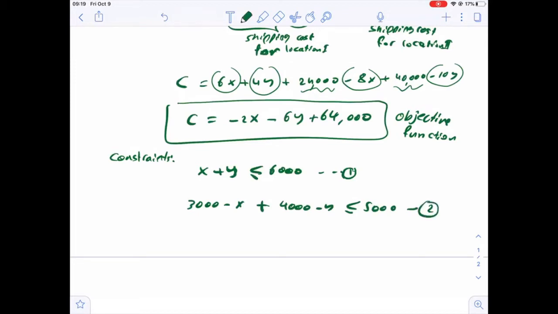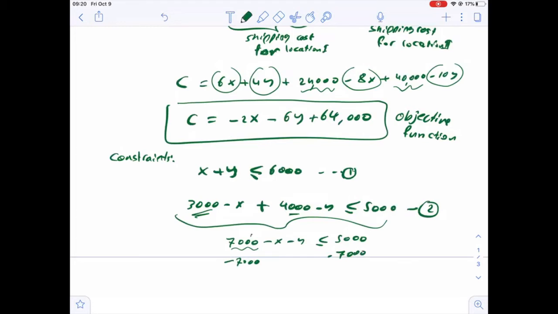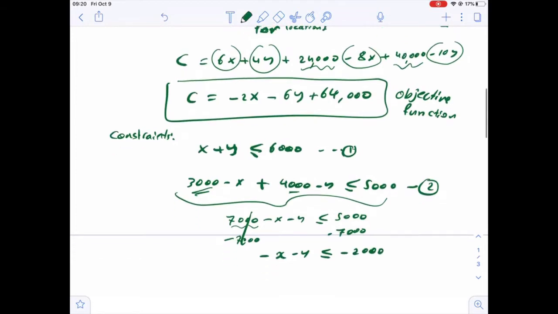And we can simplify the second inequality for sure. We have 3,000 plus 4,000, that's 7,000. We have negative x, negative y less than or equal to 5,000, and then we want to get rid of the 7,000 on the left hand side of this inequality. So we subtract 7,000, we get negative x, negative y less than or equal to negative 2,000.